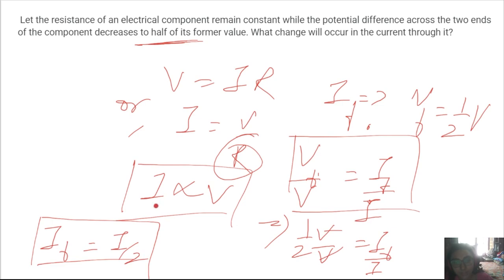So the current passing through now is half the current that it used to flow. So why? That is very simple, because you know that V is directly proportional to I. So the graph is something like this, right? And it will increase proportionally. So the amount you increase the voltage, the current will increase proportionally through that conductor.